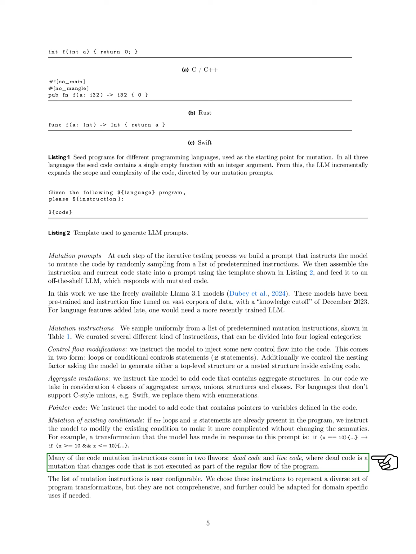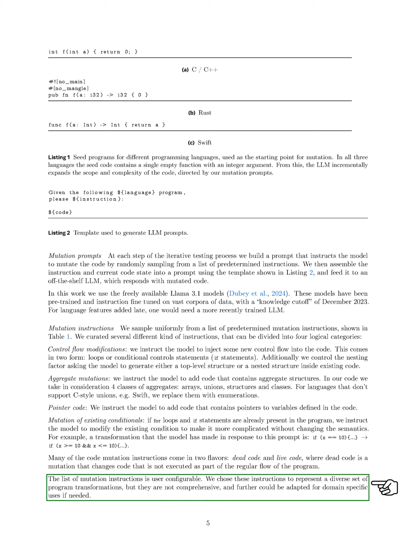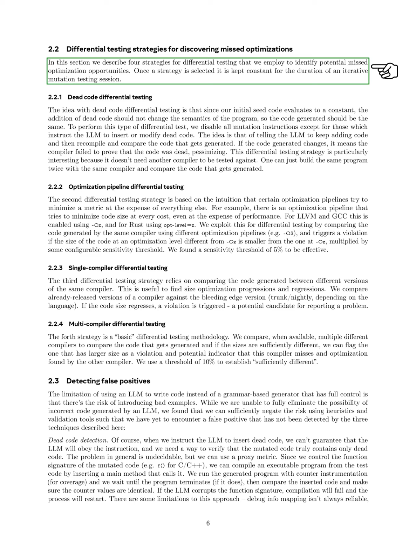Our mutation instructions can be categorized as either dead code or live code, where dead code refers to changes that do not affect the program's execution. We designed these instructions to cover a range of program transformations, but they are not exhaustive and can be tailored for specific domains if necessary. Next, we outline 4 strategies for differential testing to uncover missed optimization opportunities.